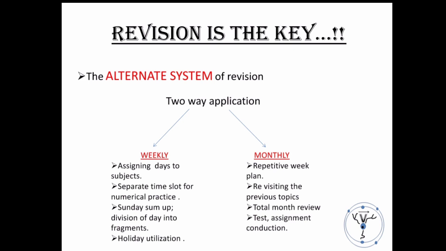In the monthly application of the alternate system, we can opt for tests and assignments at the end of the month. With the help of these tests and assignments at the month end, we will be thorough with the topics that we have covered throughout the month. In this way, each and every month of our preparation will have a certain part of our coursework prepared positively and properly. By the end of the session, we would be thorough with the whole coursework.